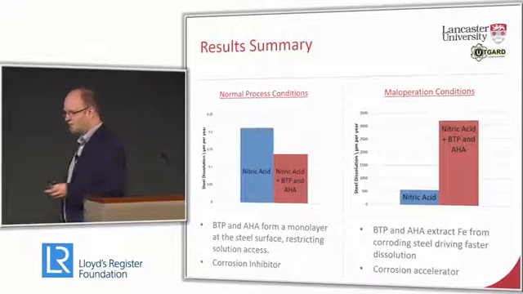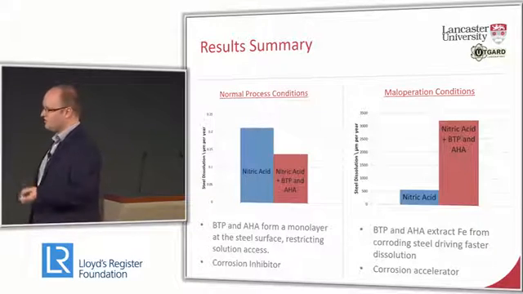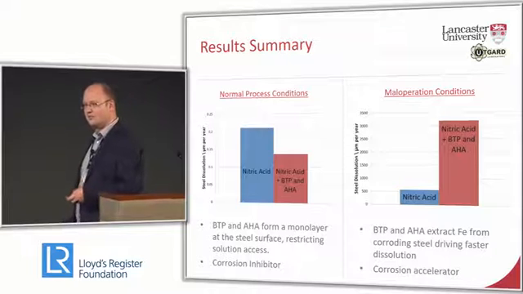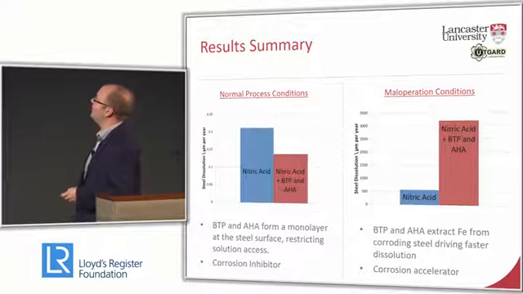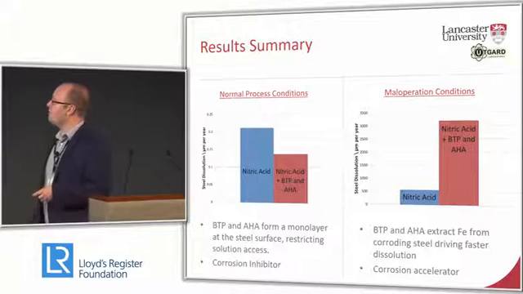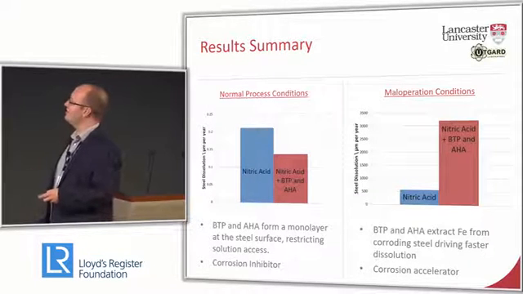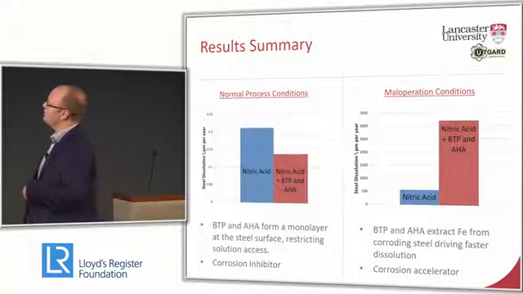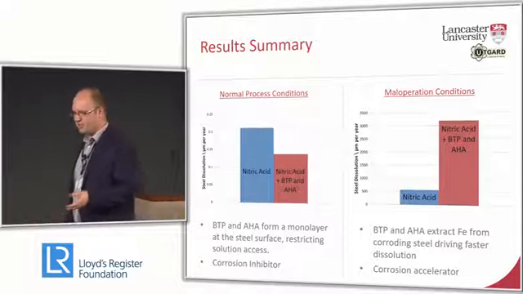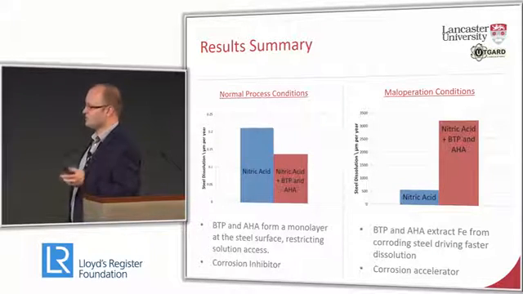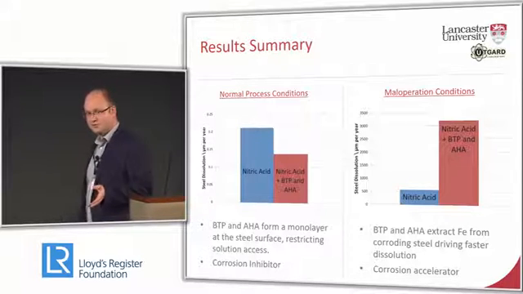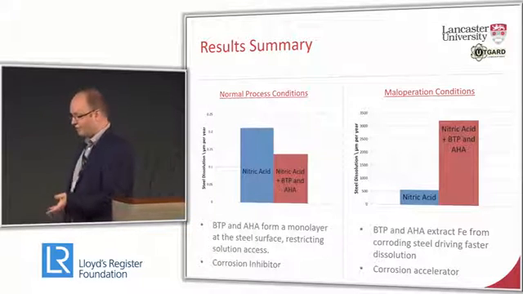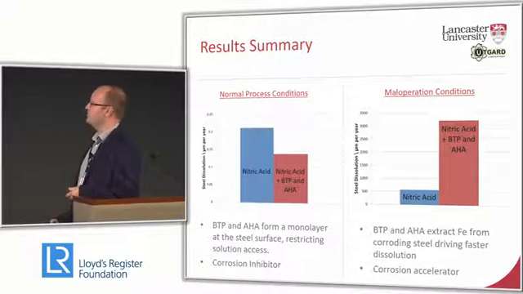So here's a summary of the results from the last few years. And these have all been carried out using electrochemical corrosion methods. And we tested 2 conditions, normal process conditions as well as maloperation conditions, where it's expected to be extremely oxidizing, high amounts of nitric acid and actinide oxidizing ions. And what we find is under normal process conditions, nitric acid on its own has little effect, but we actually get a reduction in the corrosion dissolution rate, shown here on the left, by the formation of a monolayer of BTP and AHA at the surface, restricting corrosion. However, under maloperation conditions, where the steel is already actively corroding, what we find is BTP and AHA actively work to extract iron from the steel and therefore drive corrosion, accelerate it, which of course is a major safety concern.